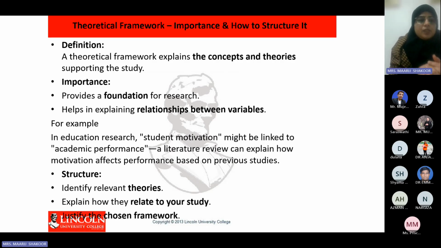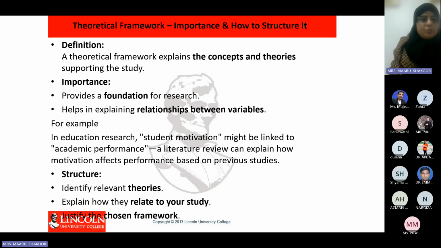Okay. Structure: identify relevant theories. Yes, you have to identify relevant theories and search for them. Explain how they relate to your studies. And also justify the chosen framework. Yes, you have to justify your point of view, that this is the point I have to work on.